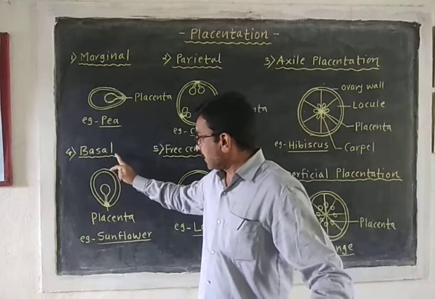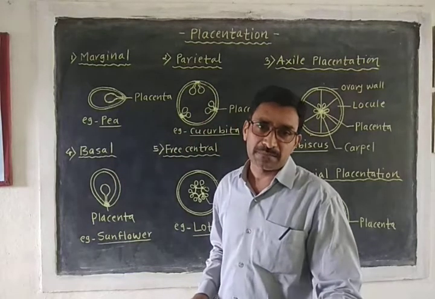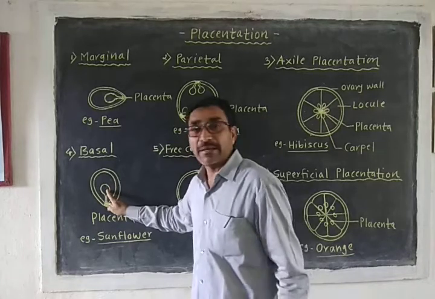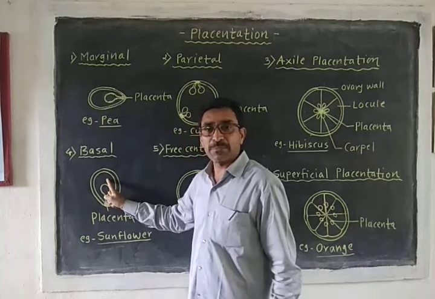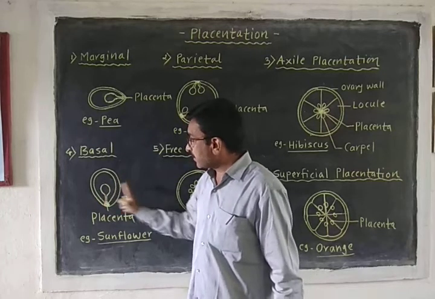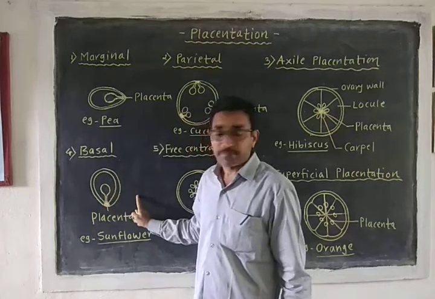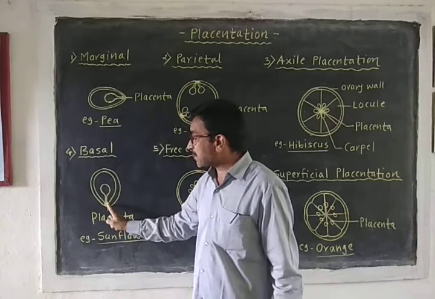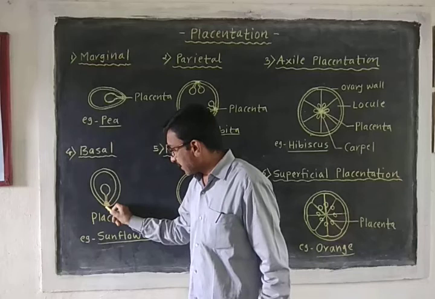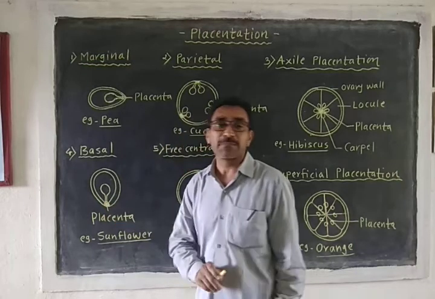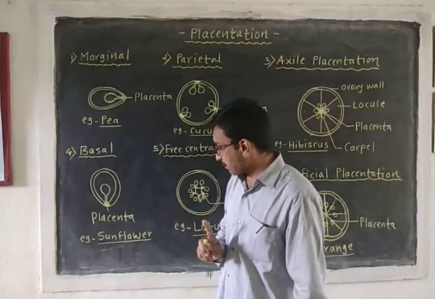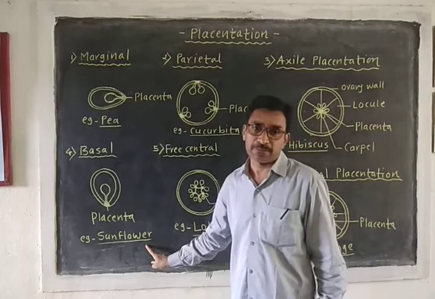See, it is also a type of placentation. It is unilocular. It is monocarpellary. Because a single locule is present and a single carpel is present, hence it is called unilocular monocarpellary. But the placenta is present at the base of the ovary. This is the base of the ovary. Hence it is called as a basal placentation. An example of basal placentation is sunflower.